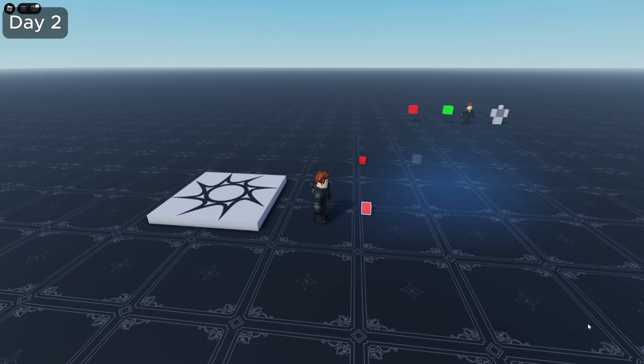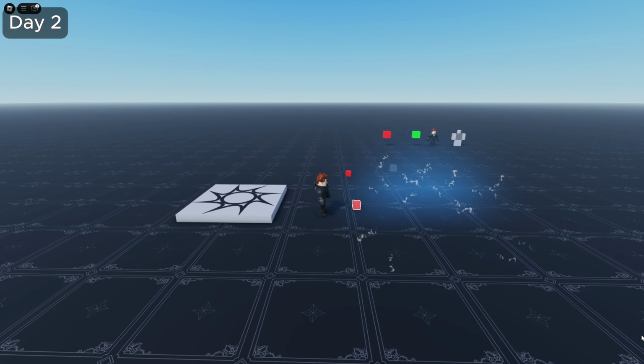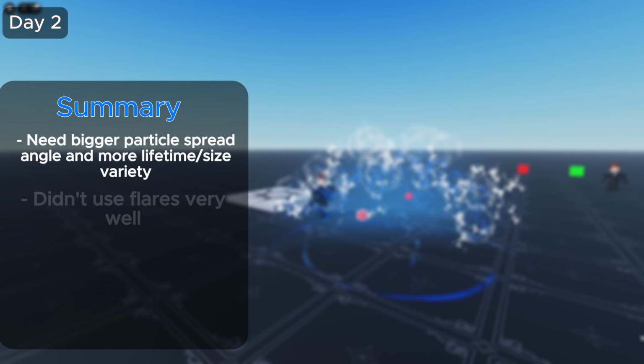I think I might have misplaced the rainbow glares, and I still didn't really know how to use the Z offset very well. Judging the effect overall, it's still not very good.